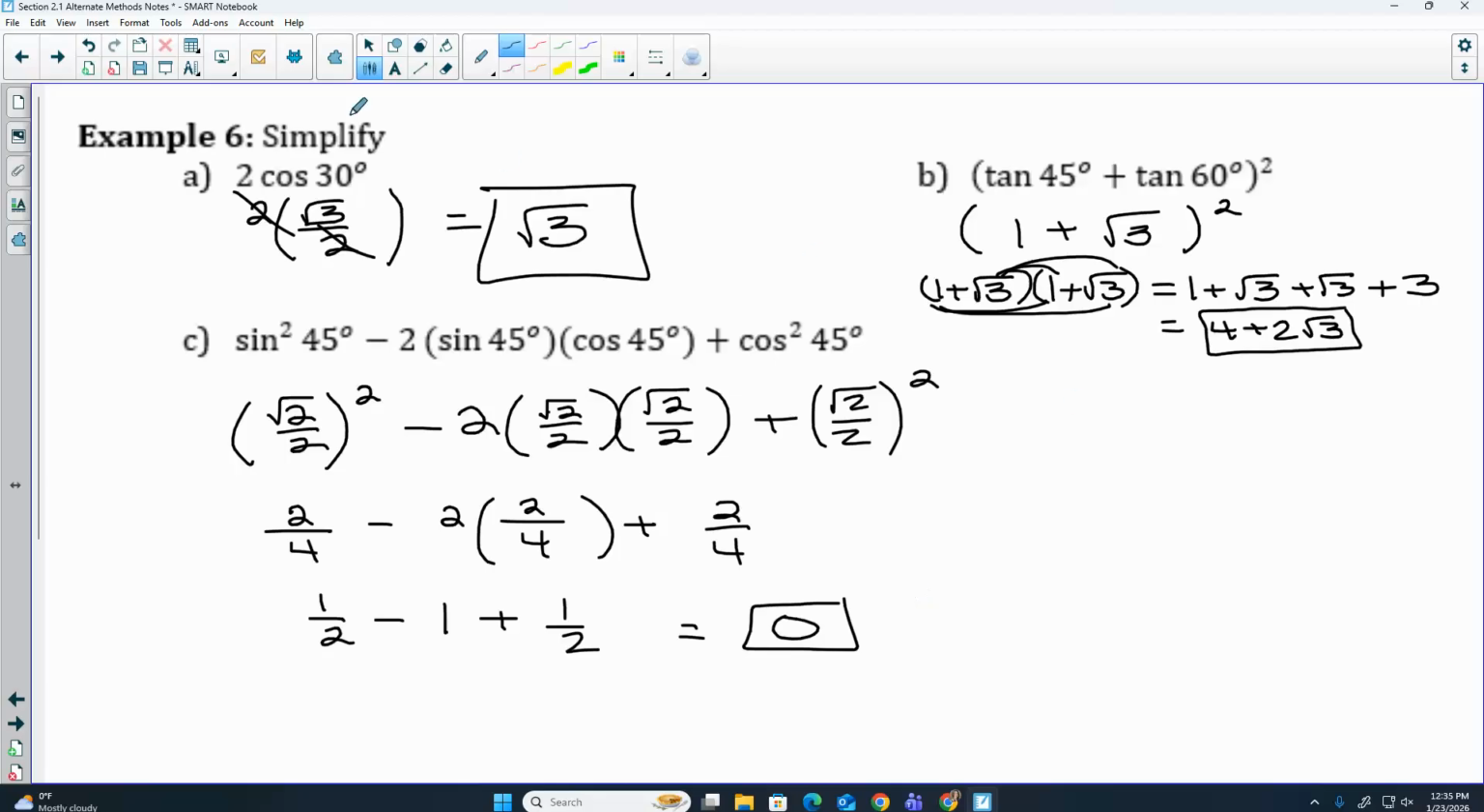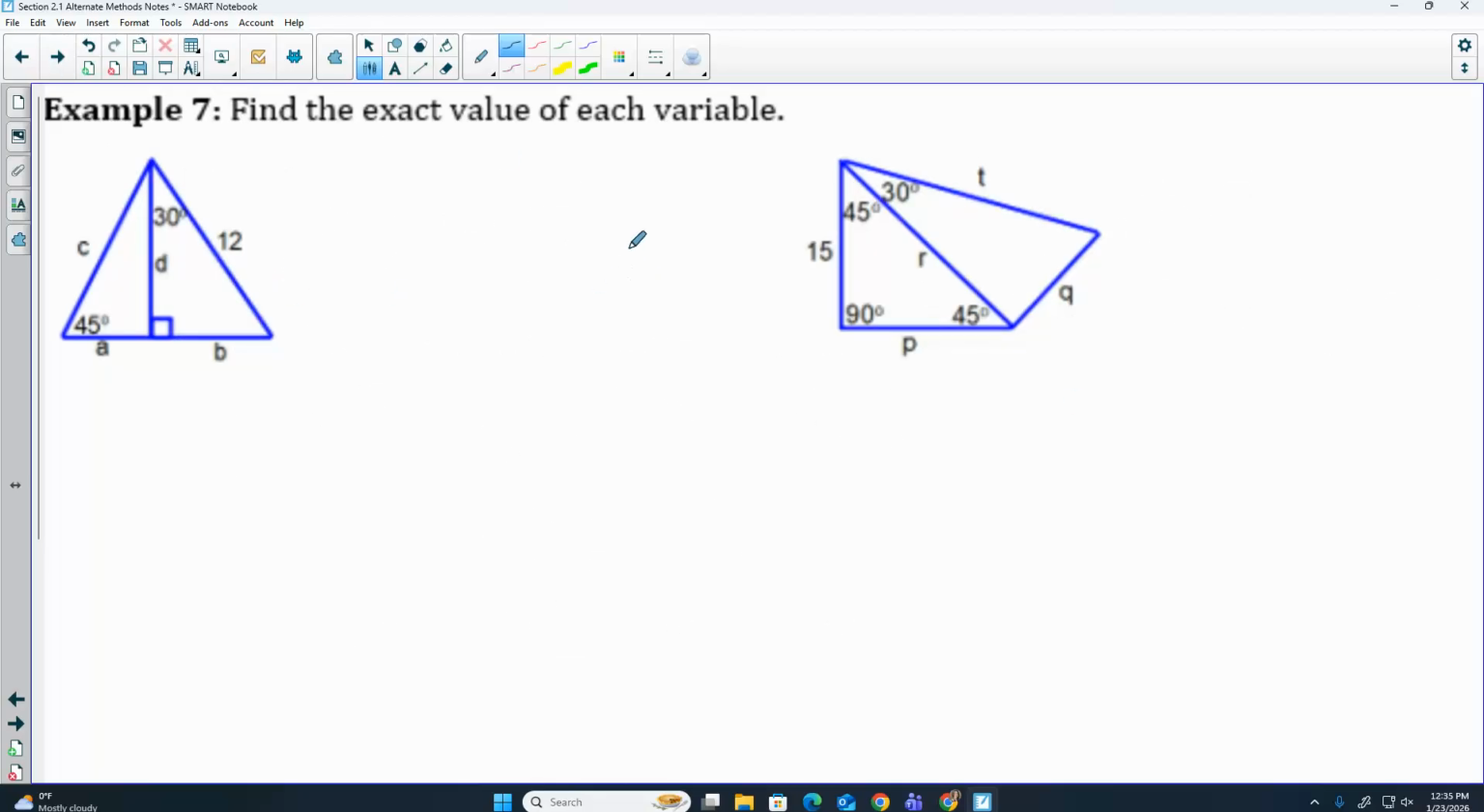Let's look at this problem. Find the exact value of each variable. All right, this is really like 4 questions in one. In this triangle, I have to find A, B, C, and D. The trig functions only work in right triangles. Is the whole thing a right triangle? No. But we have 2 smaller right triangles. I'm going to start with this triangle on the right because when I look on the left, I don't know any of the sides yet. So I'm going to start here.